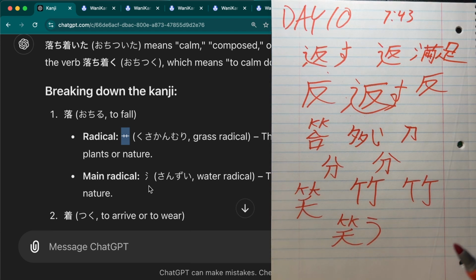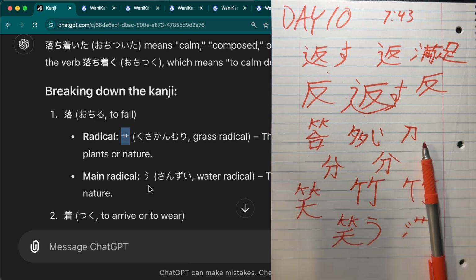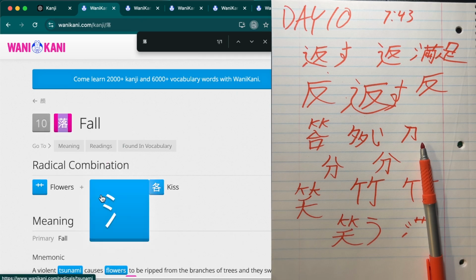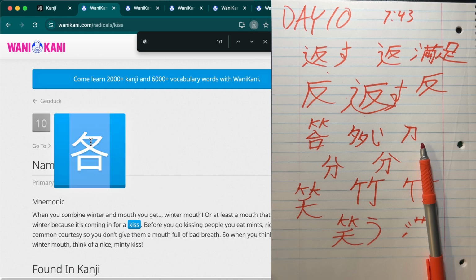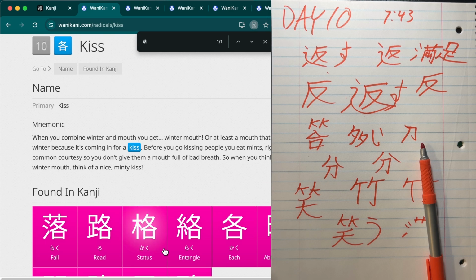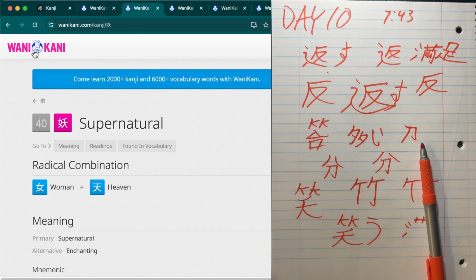Let's see. So this one has a similar combination, except with different stuff in the middle. All right, let's break it down. Ochiru, to fall down. Raku. We got flowers, tsunami, and then kiss. That's the kanji for winter, huh? Fuyu. And then kuchi. Found in kanji. I actually want to look up fuyu now.